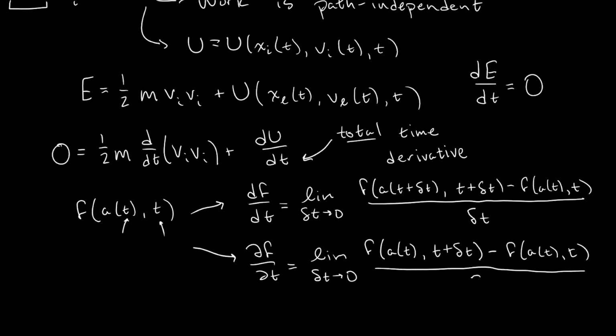Over delta t. So notice that in here, I'm not varying time. You can sort of think about it as, and later on this is the language that I'll use, that if I treat a as a separate coordinate, I fix a. I don't allow a to vary in the partial derivative, but I do allow a to vary in the total derivative. So that's a point of notation that I want to get out of the way because it can be a bit confusing.